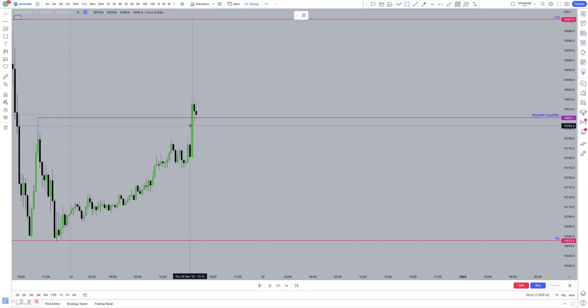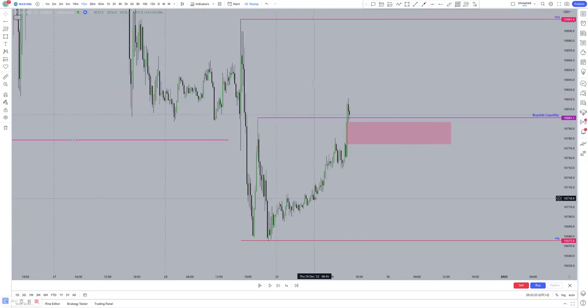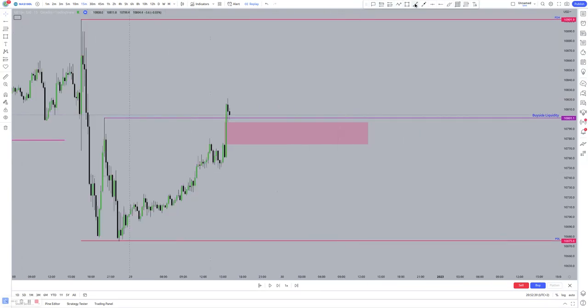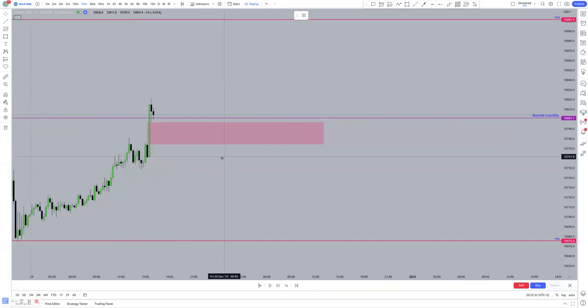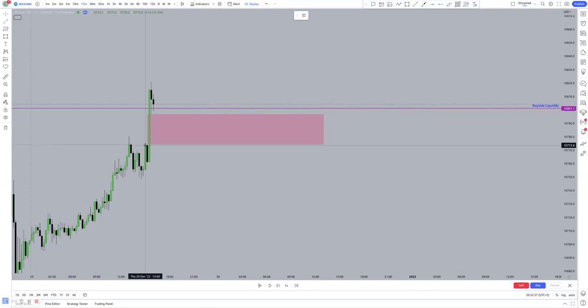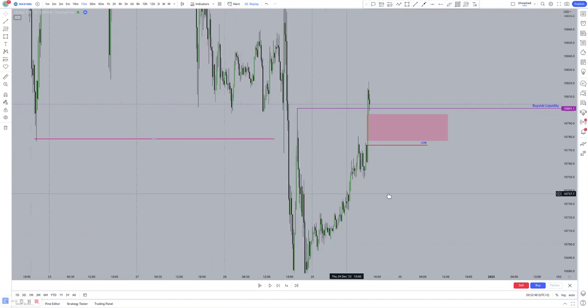So now I notice we have a fair value gap in here. A fair value gap. And then this bearish candle, it is the order block. So we have an OB. So we have an OB and the fair value gap.